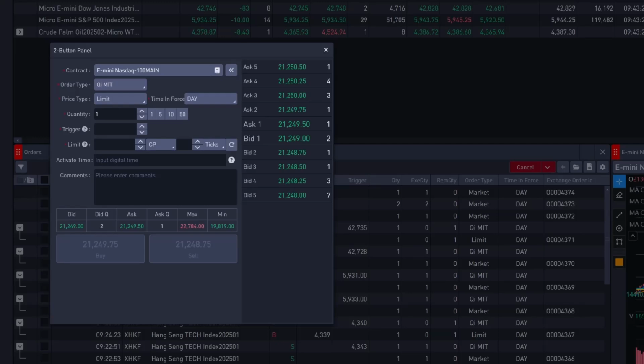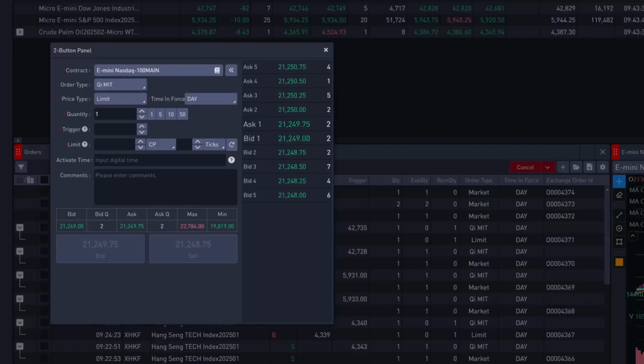If you wish to place a QIT market order, select QIT as the order type and market price as the price type, and then fill in the trigger price. When placing a buy order, the trigger price is usually set below the latest price. When placing a sell order, the trigger price is usually set above the latest price.